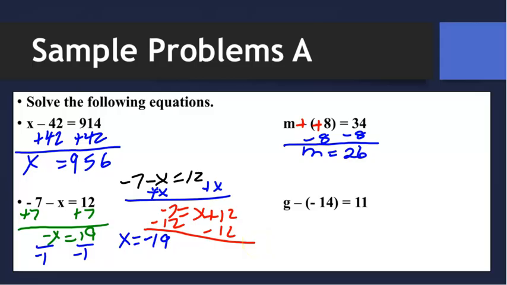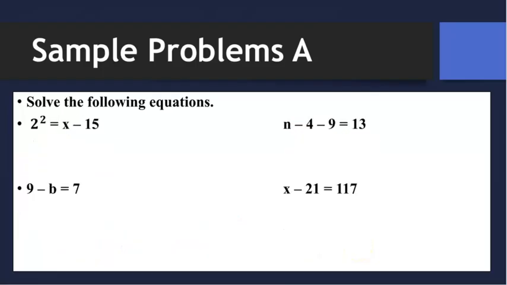Next one here, g minus negative 14 equals 11, which really means I'm adding the opposite. So to solve this, I'm going to subtract 14 on both sides. And I'm left with g equaling 11 minus 14, which is a negative 3. A couple other problems, I have exponents involved, so I need to simplify that part first. So 2 squared is 4 equals x minus 15. The opposite of subtracting 15 is adding 15. And I'm left with x equaling 19.